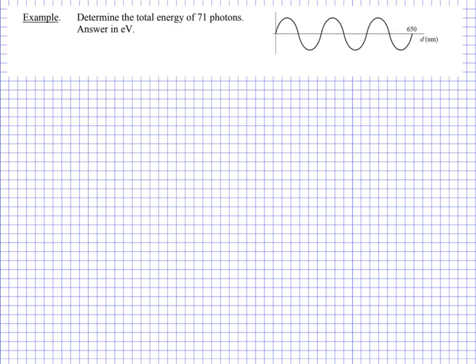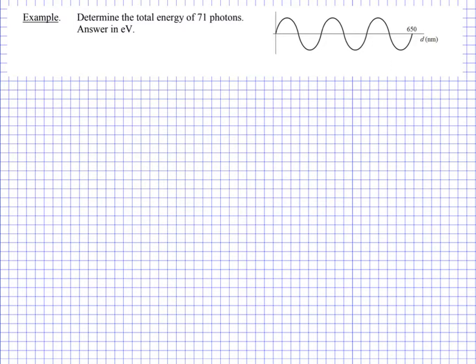This time we're in Unit 5, which is Atomic Theory, and this is Lesson 1, which is to do with photons. So here we have some information about a photon. It's just a little wave diagram actually. Here we can see the wave propagating along an axis, and we're told that 650 nanometers is the total length of all these oscillations in the wave. We need to determine the total energy of 71 photons in eV.